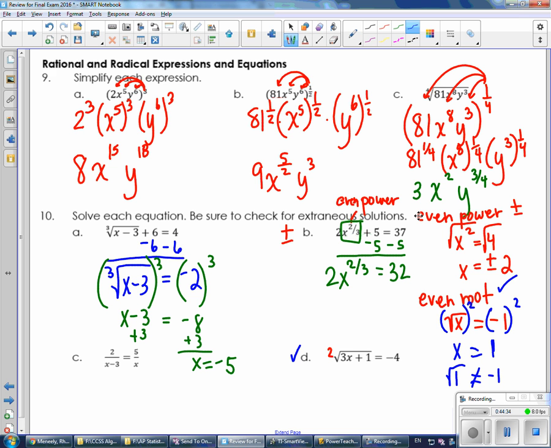Next thing I need to do is get rid of this 2. Since I'm multiplying, I can divide both sides by 2, and I get x to the 2/3 is equal to 16.